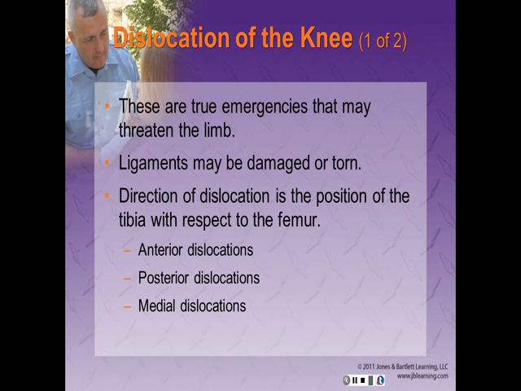Knee dislocation. Dislocations of the knee are true emergencies that may threaten the limb. When the knee is dislocated, the ligaments that provide support to it may be damaged or torn. The proximal end of the tibia completely displaces from its juncture with the lower end of the femur, usually producing a significant deformity.